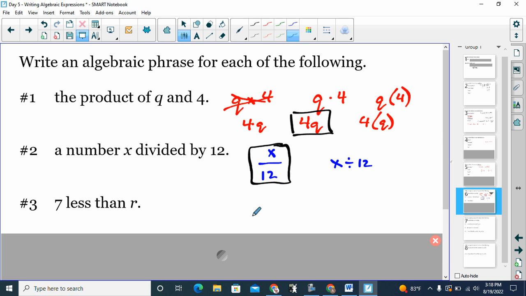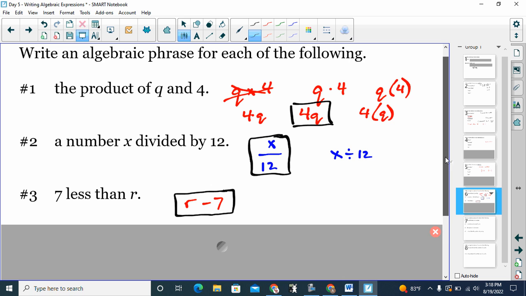7 less than R. That phrase less than, remember, means to subtract. Less than, that's the phrase that the order kind of switches around. 7 less than R. That means I'm starting with R, and I want to go 7 less than that. So I need to start with R and take away 7. This is the only appropriate answer when I am subtracting. Subtraction, the order matters. I don't have another symbol that I can use for subtraction like I do with multiplication or division. R minus 7 is correct.